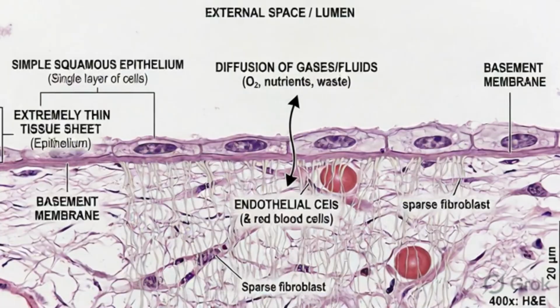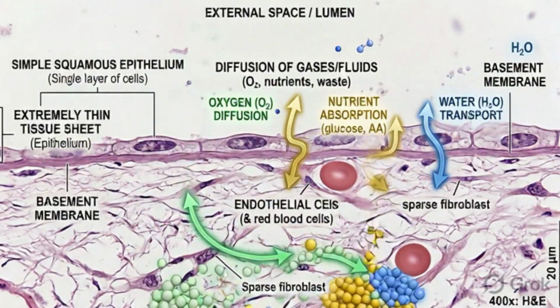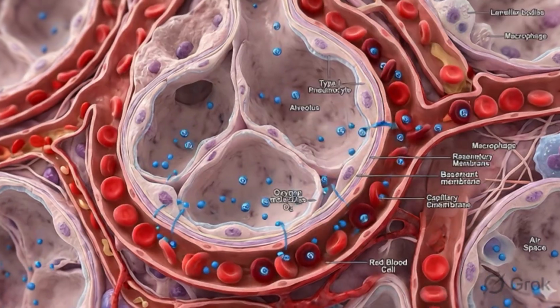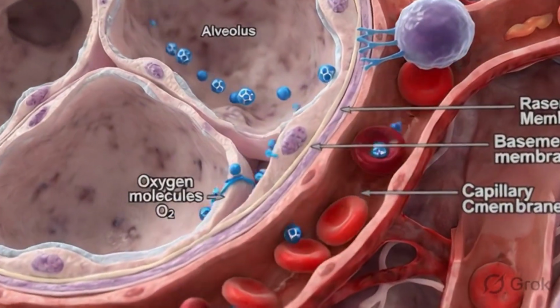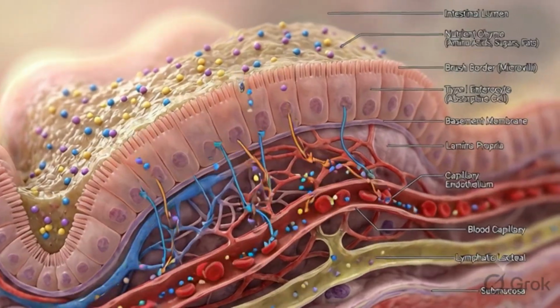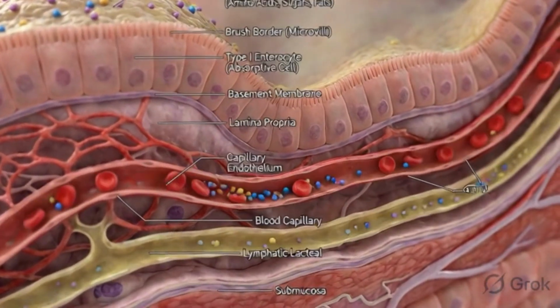Simple epithelium consists of a single layer of cells. This arrangement is thin enough to allow substances to pass through easily, which is why it is found in locations where exchange is the priority, such as the air sacs of the lungs, where oxygen must cross into the blood, or the small intestine, where nutrients must cross into circulation.